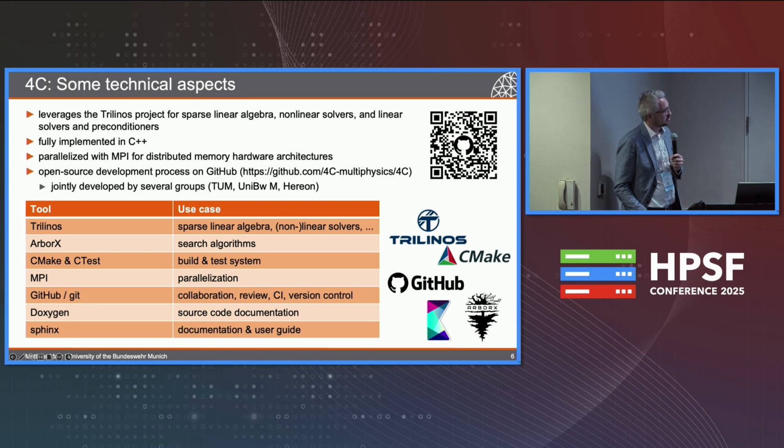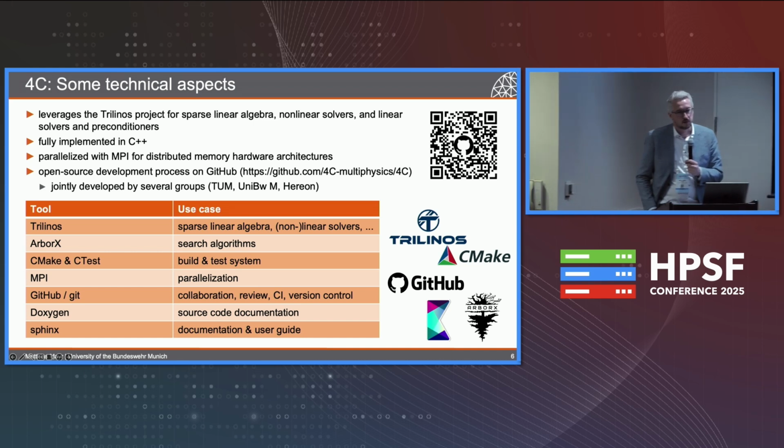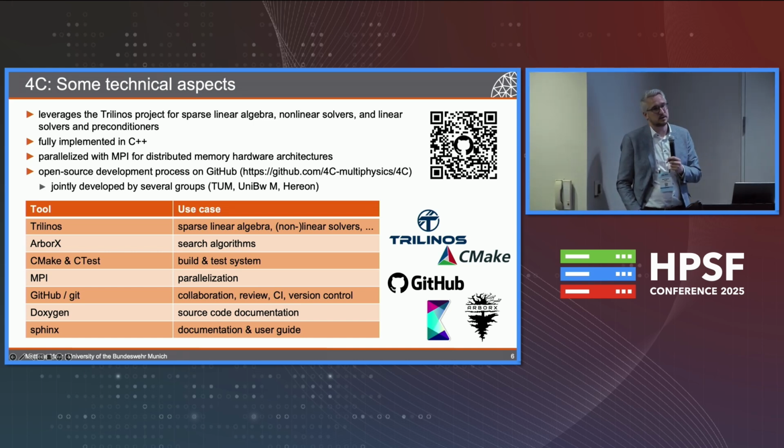4C uses Trilinos and is fully implemented in C++. In terms of parallelization, we are so far limited to MPI. We're working on moving towards Tpetra so that we have the option of doing some Kokkos things, but that's work in progress. Since a couple of months, we are actually open source on GitHub, so you can find us there.